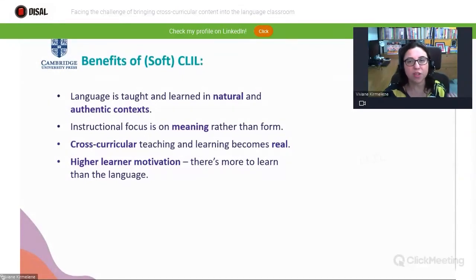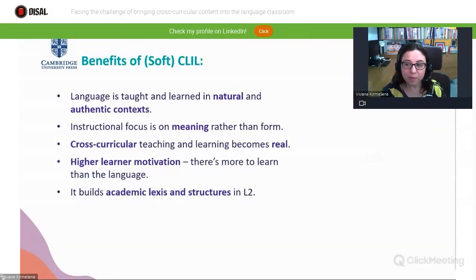So you increase the motivation when we bring cross-curricular content into your classes. Another benefit: you're helping students to build academic lexis and structures in the foreign language, and this might be very, very important for the future of this student. We know that nowadays this is more restricted to higher economic social classes, but people go abroad to study. So if we start working with CLIL, we start to build this academic lexis and language in general that students will need to succeed in an academic context in a foreign language.